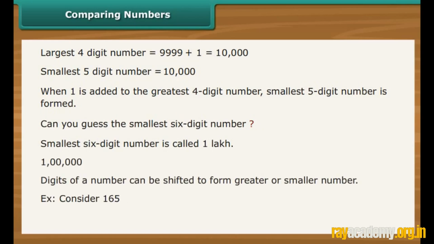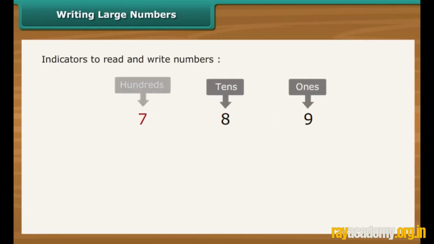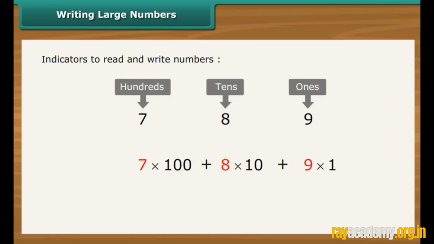Digits of a number can be shifted to form greater or smaller number. Let us see how. Writing large numbers. Sometimes the large numbers are so large that it becomes difficult to keep track of. Then it helps to use indicators to read and write large numbers. In a decimal number system, the value of a digit depends on its place or position in the number. Each place has a value of 10 times the place to its right. It can be extended to crores. The chart helps in reading and writing numbers and is called place value chart.